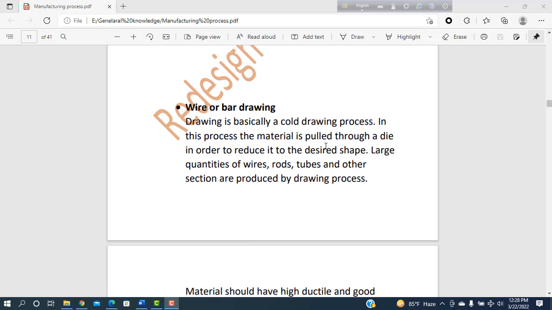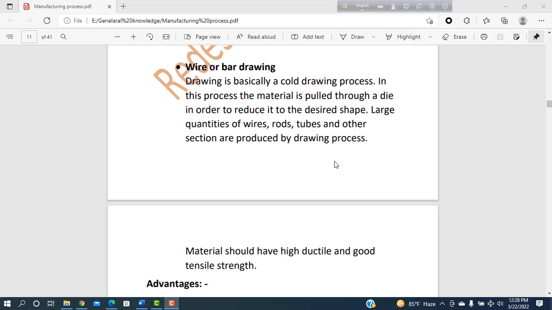Wire or bar drawing. Drawing is basically a cold drawing process. In this process, the material is pulled through a die in order to reduce it to the desired shape. Large quantities of wires, rods, tubes, and other sections are produced by the drawing process. Material should have high ductility and good tensile strength. I mean, this condition is required for wire or bar drawing.